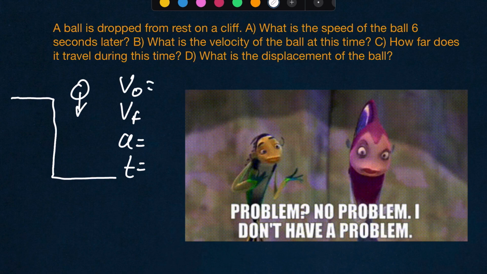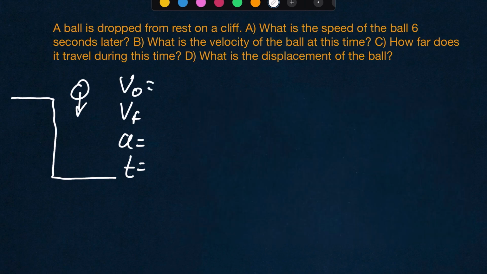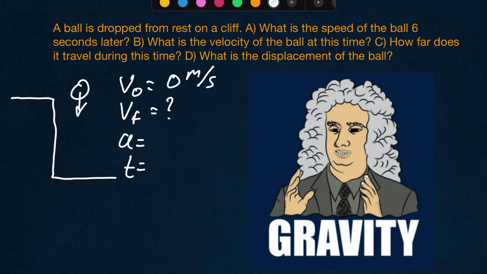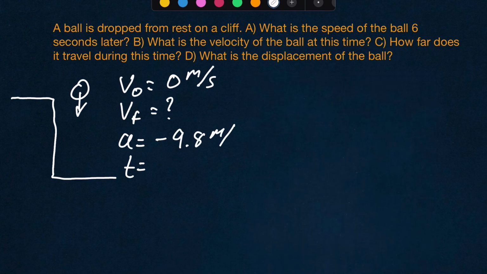Since the problem tells us that the ball is dropped from rest, we know that V initial is 0 meters per second. We don't know what V final is. Acceleration, the only force on the ball in this problem is gravity, so acceleration equals negative 9.8 meters per second squared. And we know that time is 6 seconds. So what is the speed of the ball?